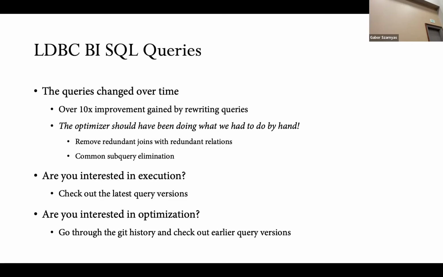So if you're interested in optimizer research, please don't just check out the final version of the queries, go back in the Git history and look at the queries before they were optimized. But if you're interested in execution, likely the last versions of the queries would be the most interesting for you. So this is it for me, and I'm open to any and all questions.